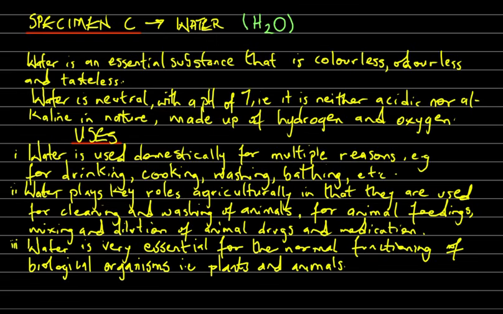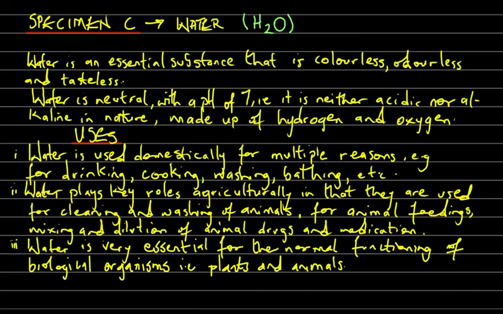So what are the major uses of water? Number one, it is used domestically for multiple reasons, for example, drinking, cooking, washing, as well as bathing. All of these are some of the reasons why we use water. And then we also use water to play key roles agriculturally, particularly when you need to water your crops. You use it to clean and wash your animals, in feeding your animals, as well as to dilute drugs or medications given to the farm animals. Also, water is very essential for the normal functioning of biological organisms like plants and animals. So those are the things we need to know about water.